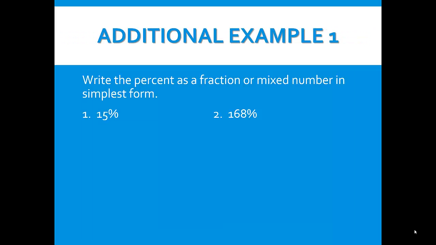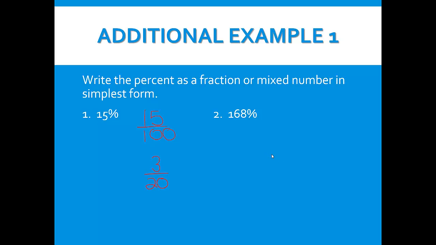Now we're going to look at an additional example. You can either pause the video and try it on your own, or you may follow along. We're going to write the percent as a fraction or mixed number in simplest form. The first one is 15%. So we're going to write 15 out of 100, and then we're going to simplify. 15 and 100 can both be divided by 5. 15 divided by 5 is 3, and 100 divided by 5 is 20. So 15% would be equal to 3/20ths.